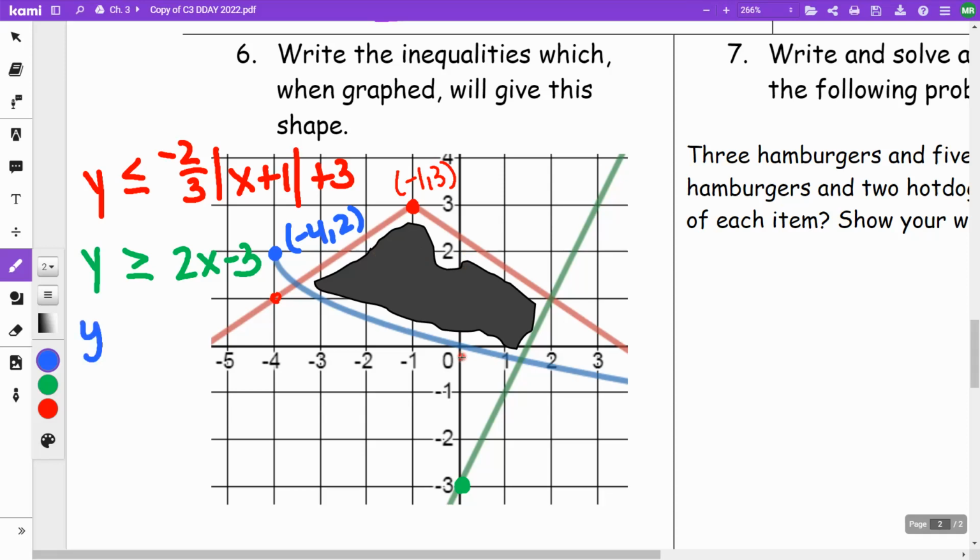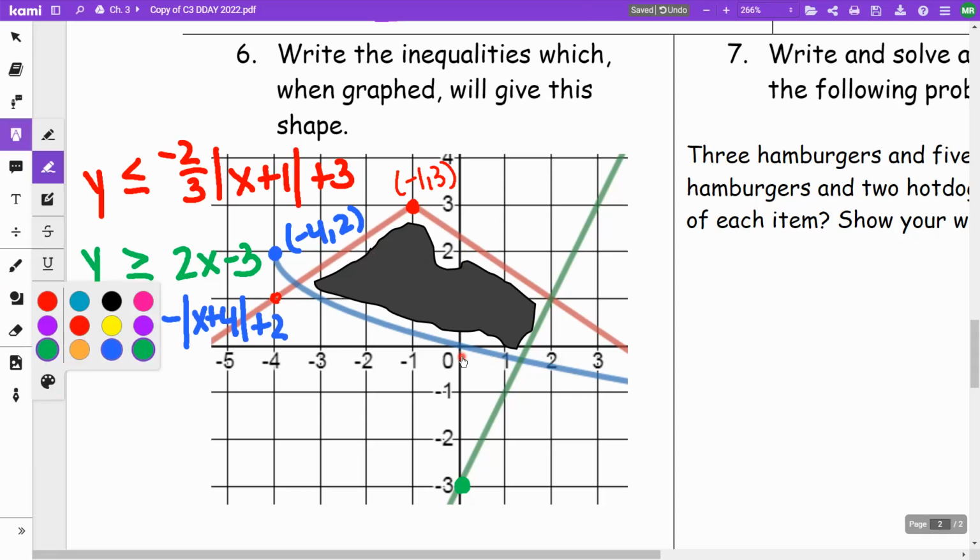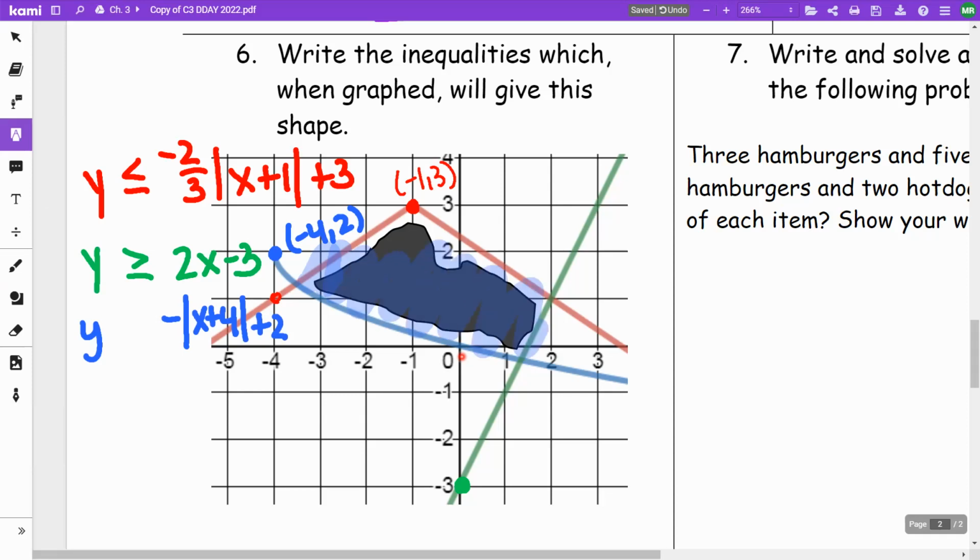So I'm going to have y, a negative square root of x plus 4, plus 2. And then I need to look at where I'm shading. For this one, I am shading above it, so that means greater than or equal to. And that's my system of inequalities.